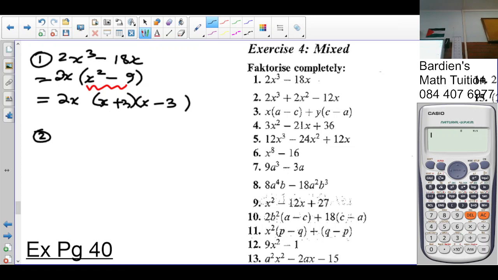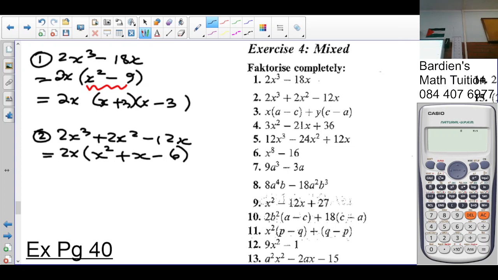Look at number 2. It's 2x cubed plus 2x squared minus 12x. What is common? 2x is common. What are we left with? X squared plus x minus 6. As you can see, it's a trinomial now. Not so? Some of you forgot to write the 2x in your exam, the class test. Some of you forgot to write it there. Don't forget to bring that 2x down, the coefficient, the number.